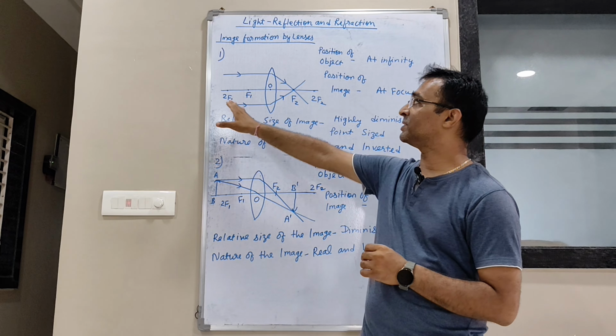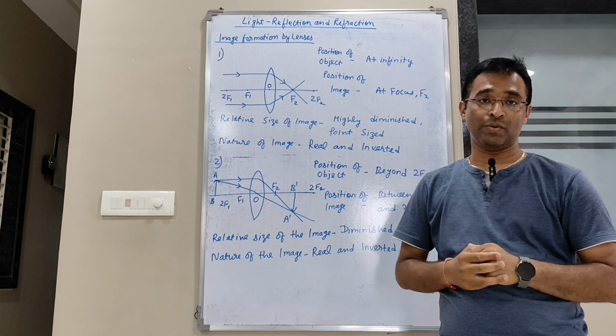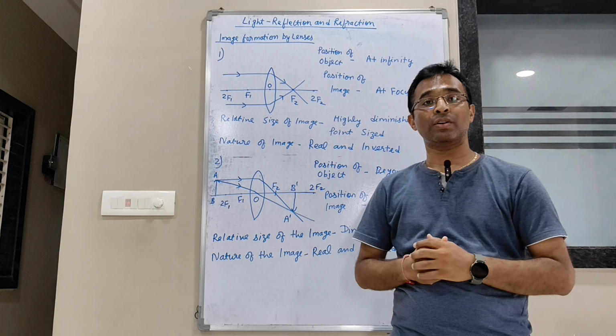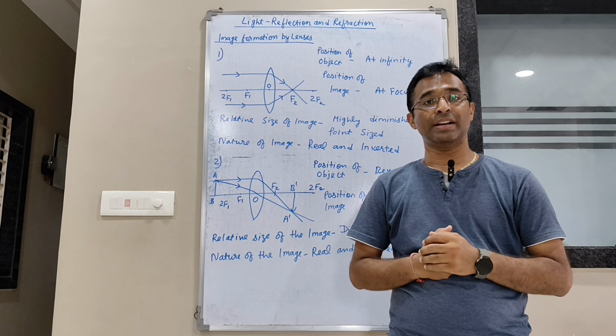First case, the object is at infinity and the image formed is at F2. As you can see, the image formed is diminished and point size, and the nature of the image is real and inverted.